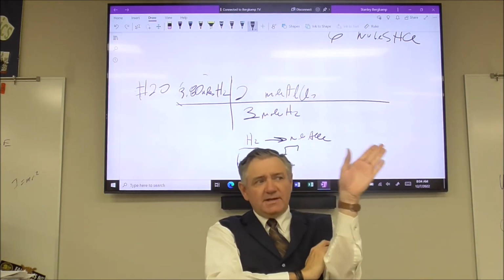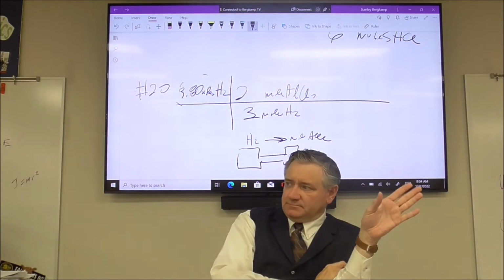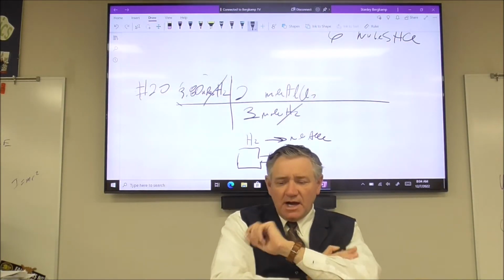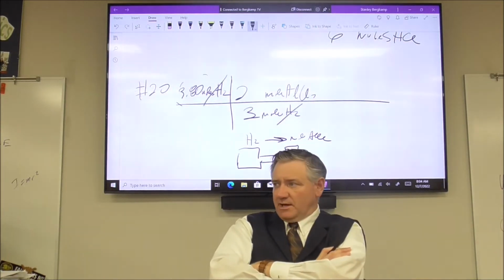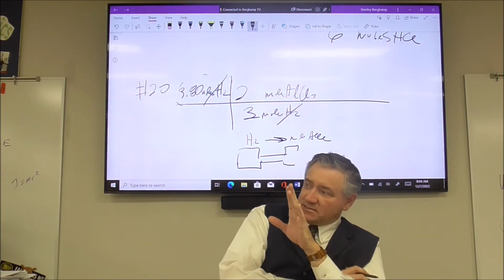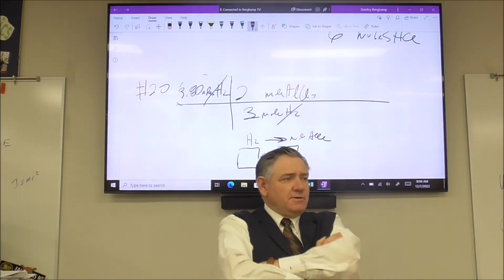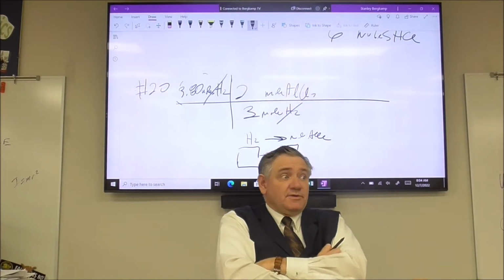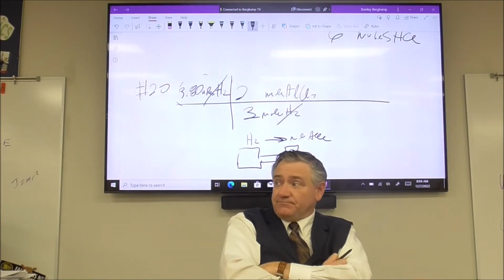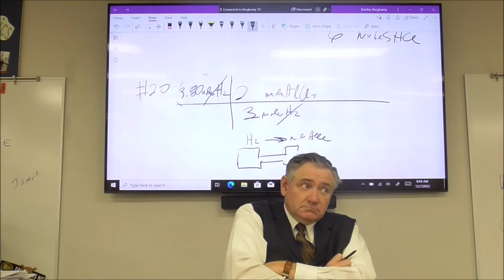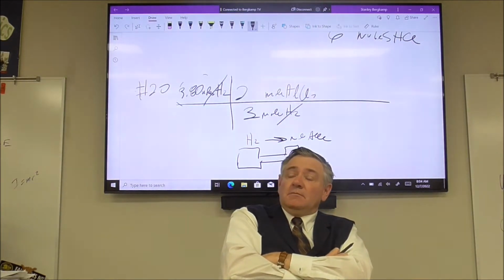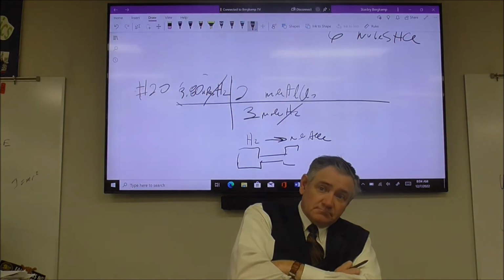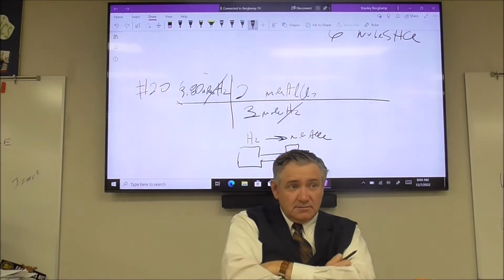So if I stop right now, the moles of hydrogen have canceled out. I know how many moles of aluminum chloride I have. If I was just asked how many moles of aluminum chloride are produced, there's your answer. You can stop right there. You're done. But what are you asked to find? Moles or mass? Mass.